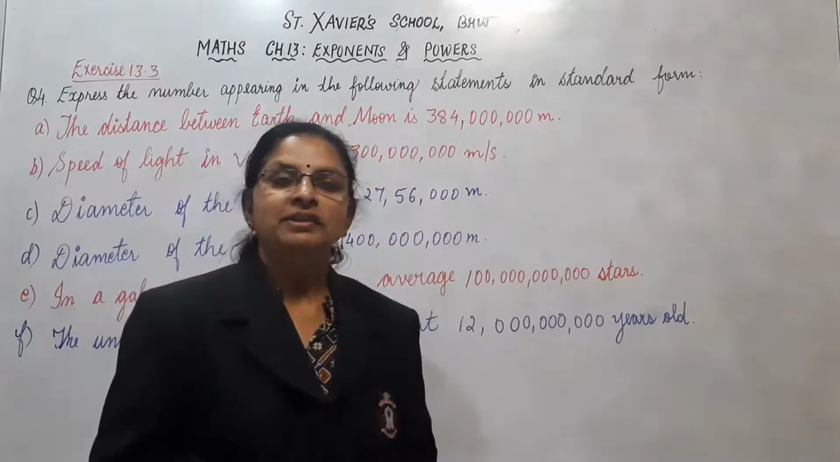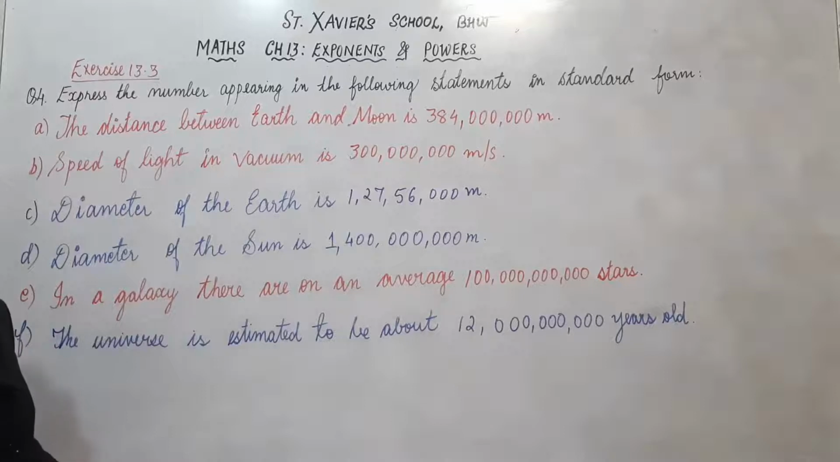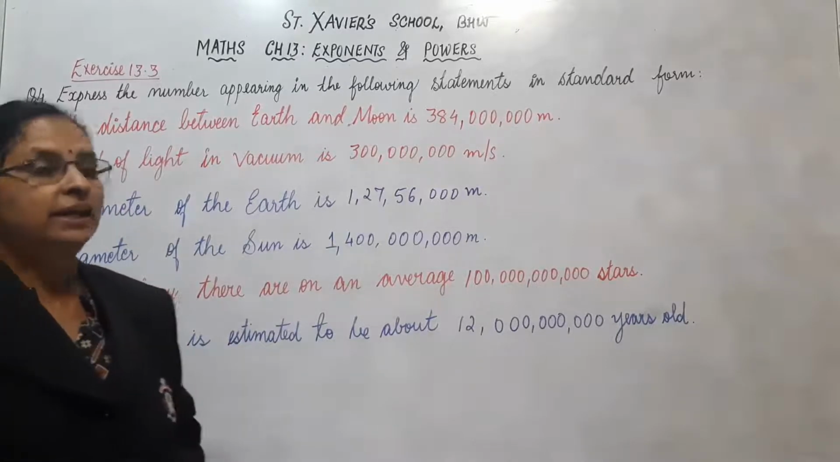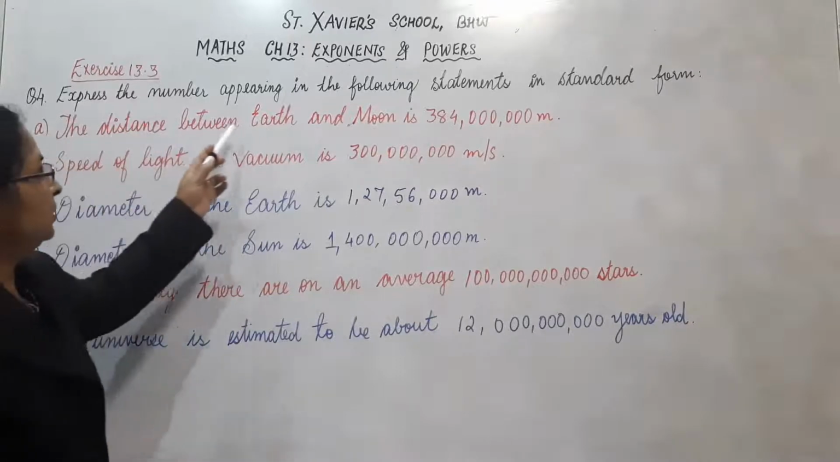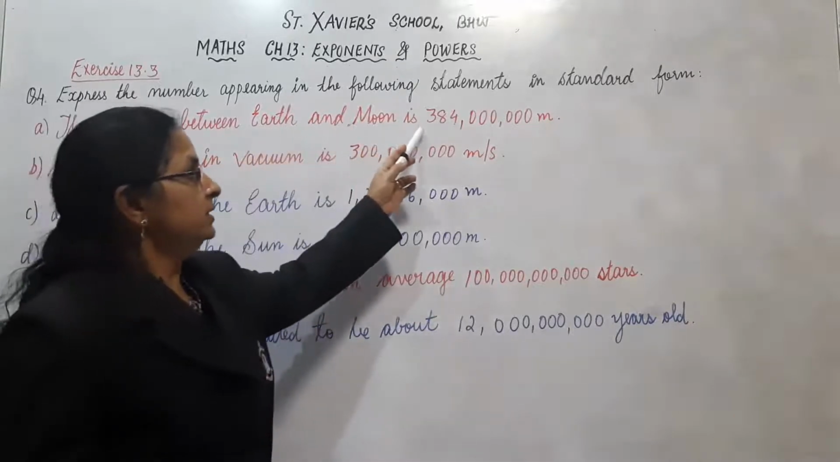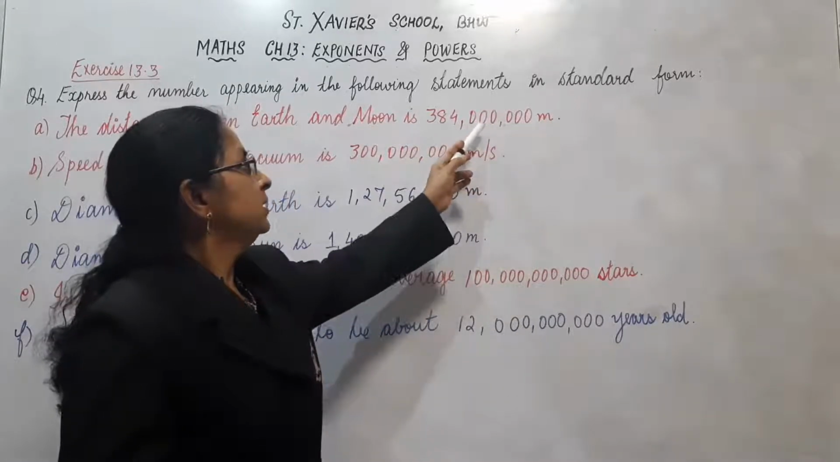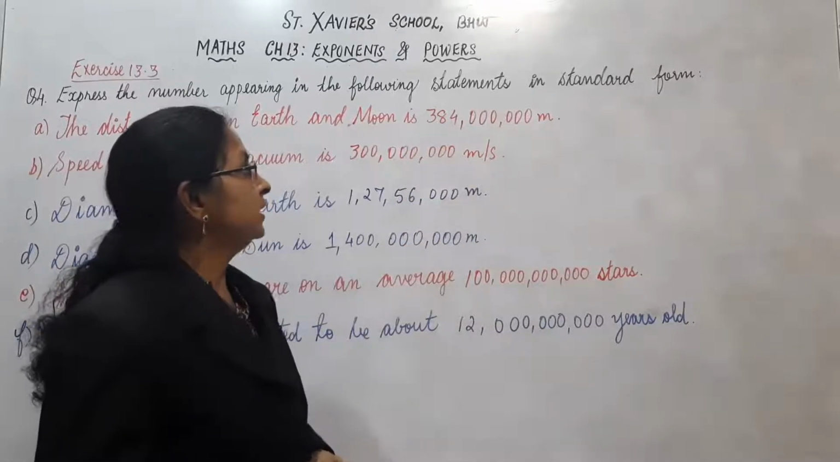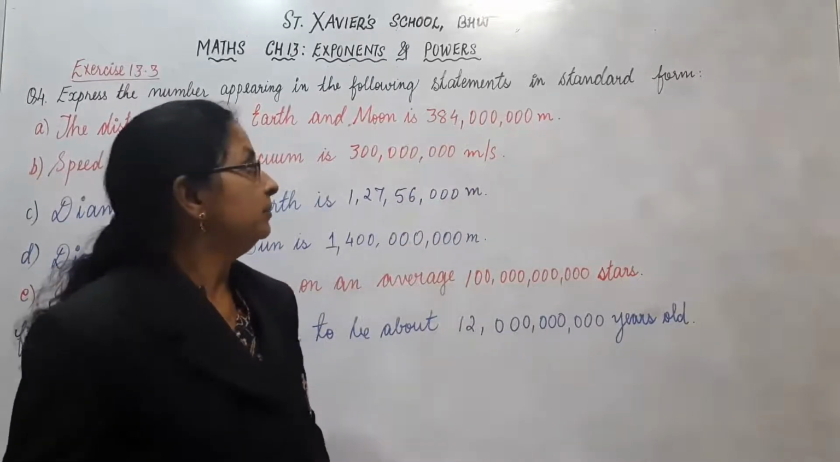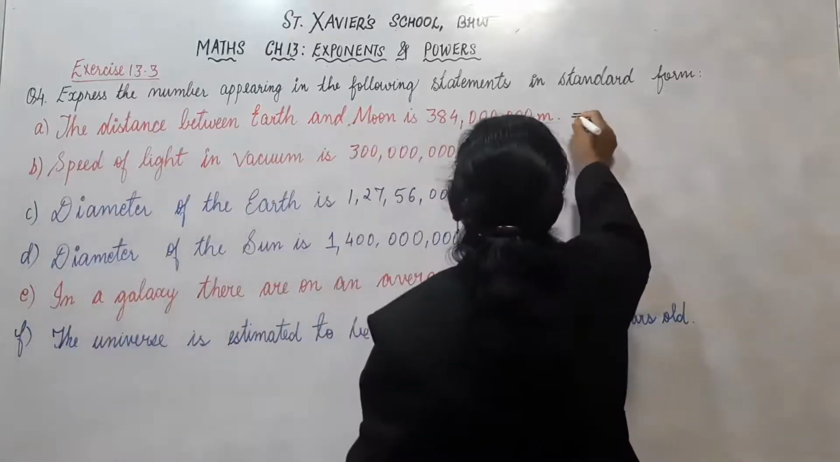Now let us solve the fourth question. Express the number appearing in the following statements in standard form. The distance between Earth and Moon is 384,000,000 meters. That means 384 million meters away. So how to write it in standard form?